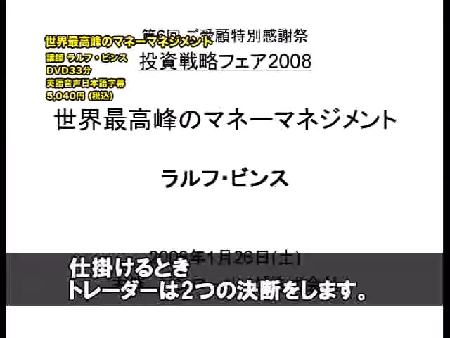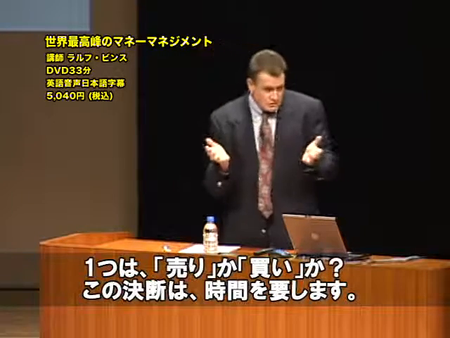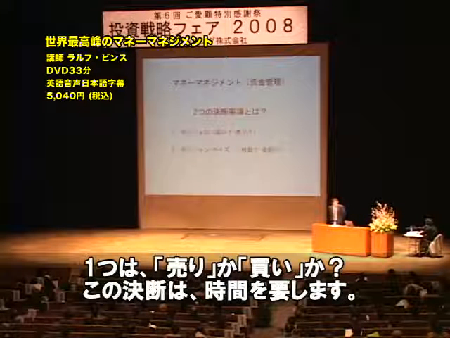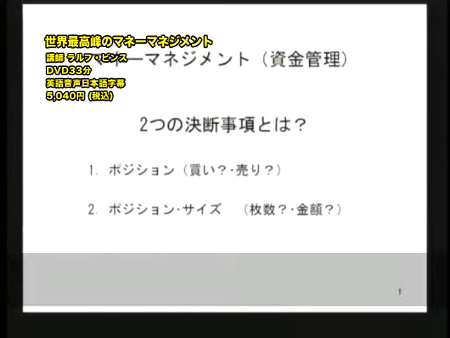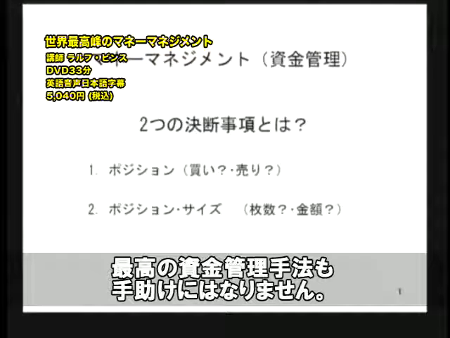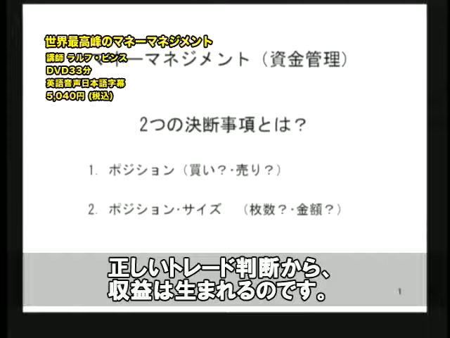When we put on a trade, when we put on a position, we've made two decisions. The first decision we make is whether we're going to be long or short. And we spend a great deal of effort trying to get that right, and for good reason. If, in the long run sense, we're not right on that decision, then all the money management in the world won't help us. Just shuffling money doesn't create money. We have to be right on our trades over a long sequence of trades.